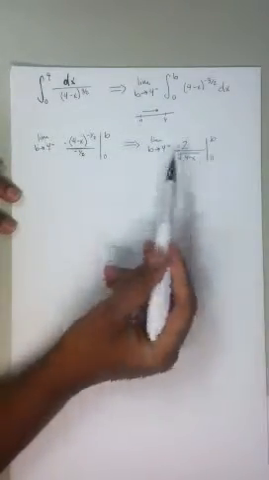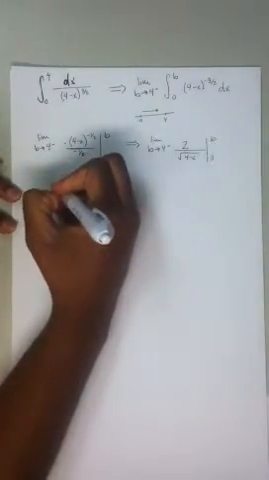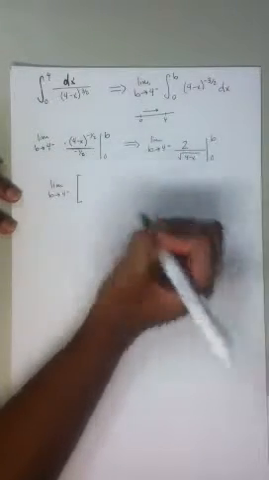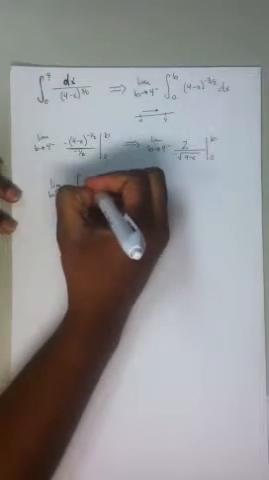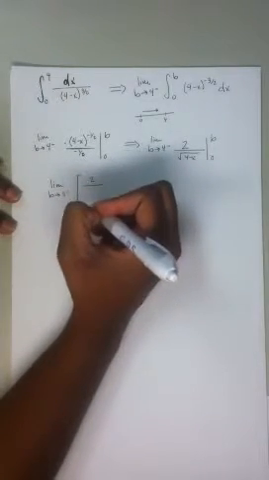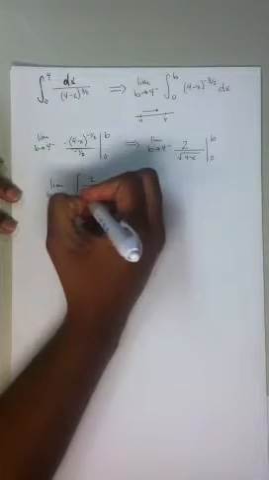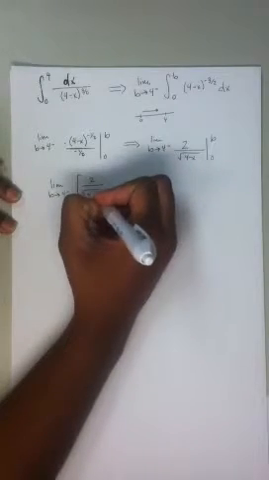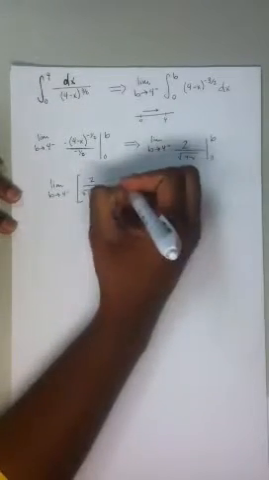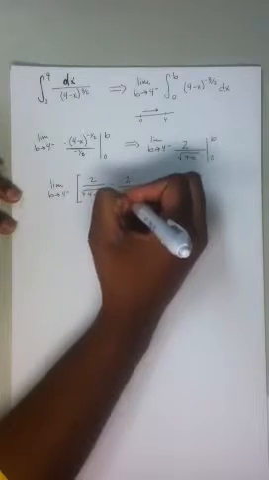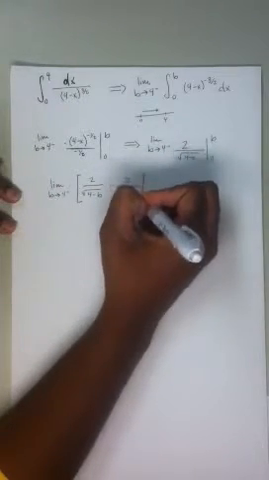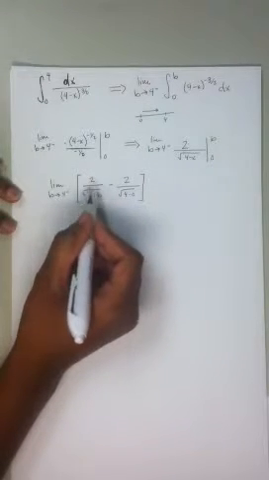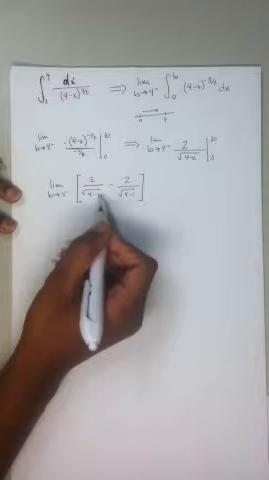Okay, so now we're just going to solve. Limit as b approaches 4 from the left. We'll just put these in a bracket. So basically you have 2 over square root 4 minus b minus 2 over square root 4 minus 0. And if b is approaching 4, this is approaching 2 over the square root of 4 minus 4. 4 minus 4 is 0.